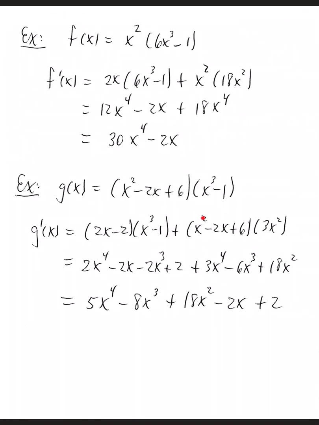Distribute, that's 3x to the fourth minus 6x cubed plus 18x squared. And now we combine like terms. There's a total of 5x to the fourth, a total of negative 8x cubed, only one x squared term, so recopy it, only one linear term, negative 2x, so recopy that, and for the constant, plus 2.